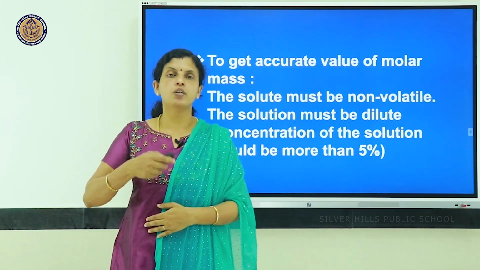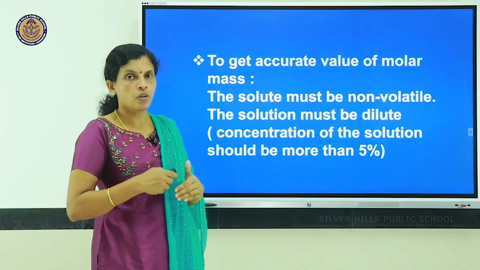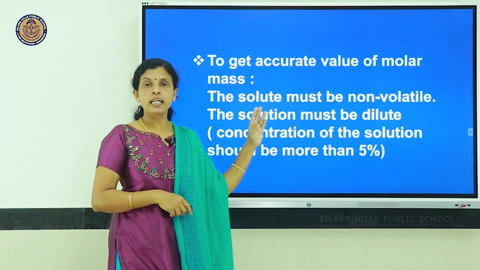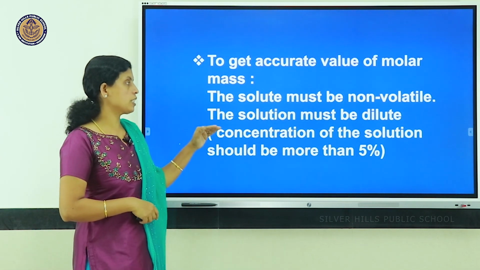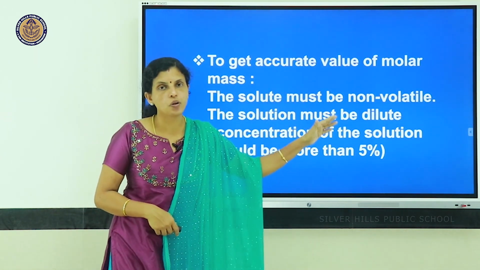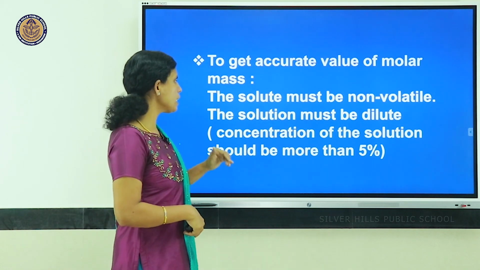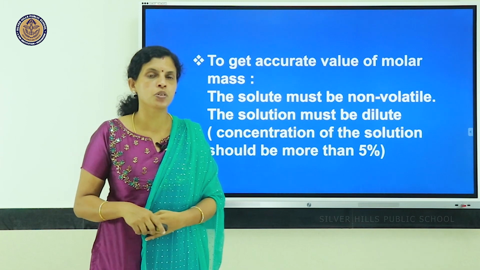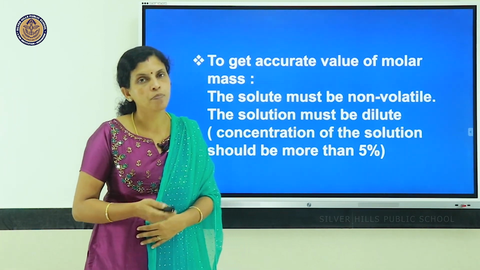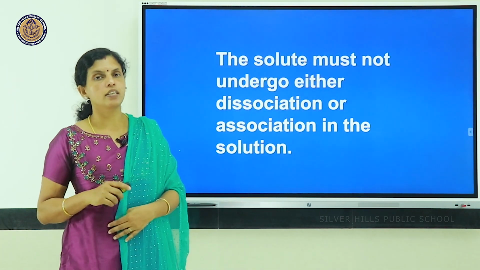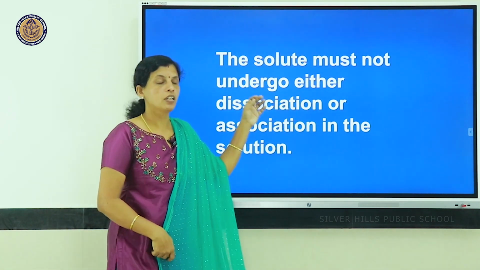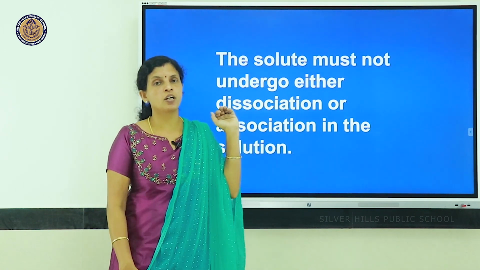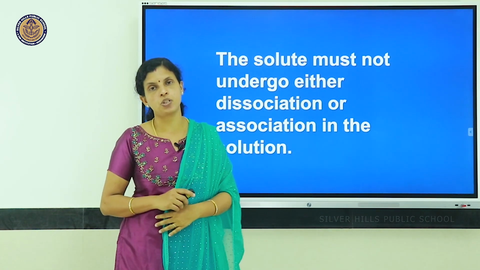Now, in order to get the accurate value of molar mass of solute by using osmotic pressure, there are three conditions. The first condition is the solute must be non-volatile. The second condition is the solution must be dilute. Usually for dilute solutions only, we can apply osmotic pressure. And the third condition, a very important one, is that the solute must not undergo dissociation or association in the solution.